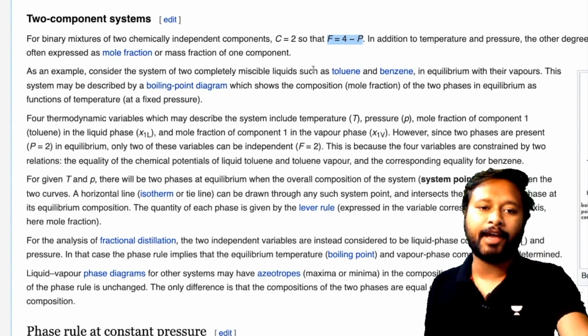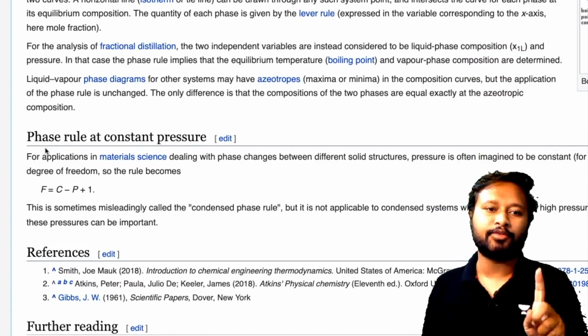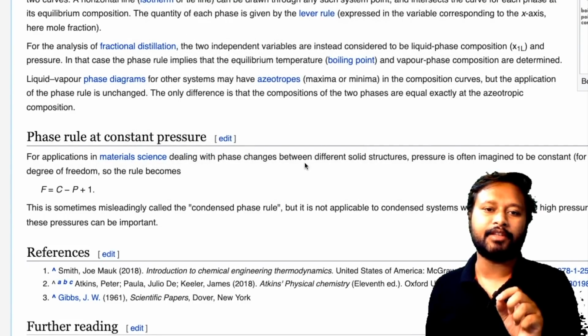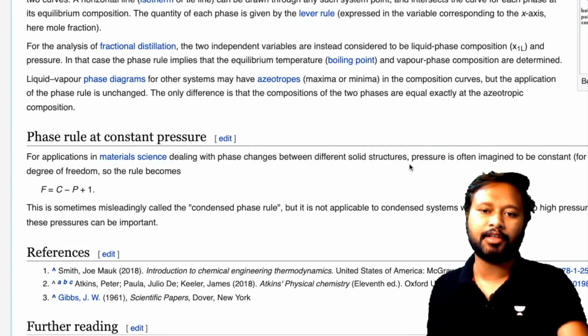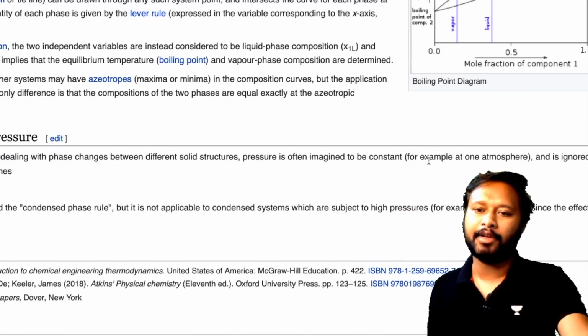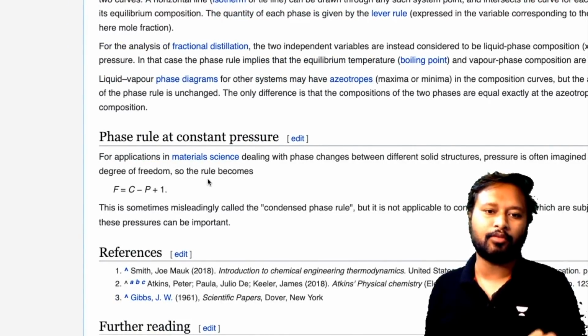Now what happens when you use the reduced phase rule? That's given over here. Okay, so it says the phase rule at constant pressure. Now it says, for application in the material sciences dealing with the phase changes between different solid structures, pressure is often imagined to be constant, for example at 1 atmosphere, and is ignored as a degree of freedom. So the rule becomes F = C - P + 1.